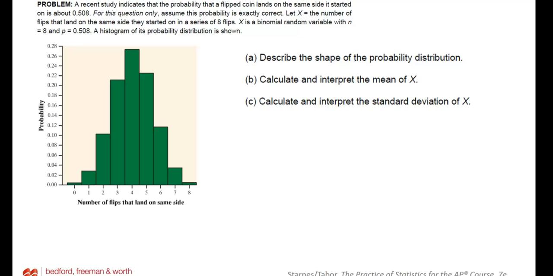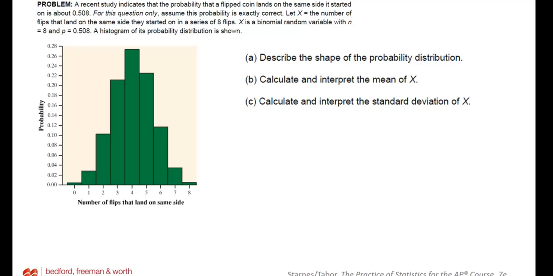Let's try a few practice problems, but you're basically done with the lesson. A recent study indicates the probability that a flipped coin lands on the same side it started on is about 0.508. For this question only, assume that this probability is exactly correct. Let x equal the number of flips that land on the same side that they started on in a series of 8 flips. X is a binomial random variable with n equals 8 and p equals 0.508. A histogram of the probability is shown. Describe the shape. Well, approximately symmetric with a peak at 4.